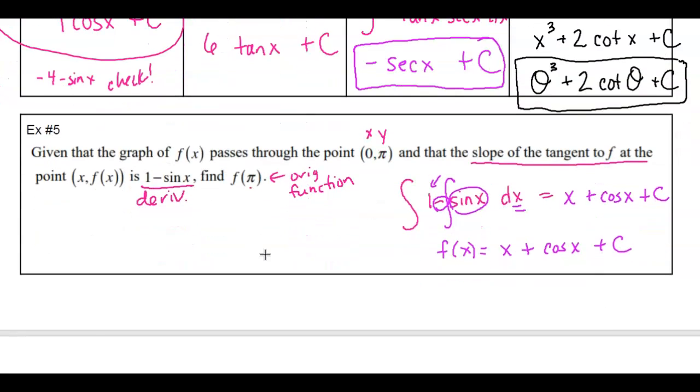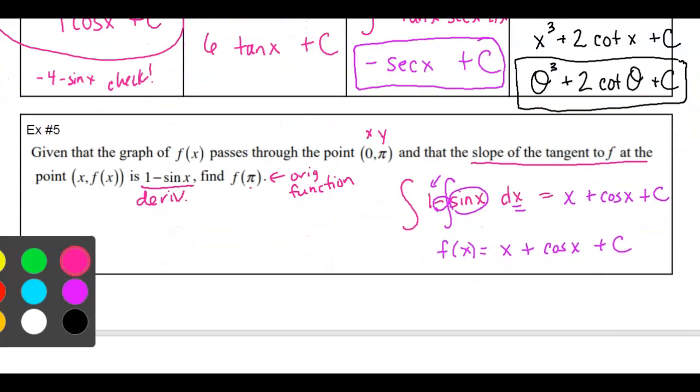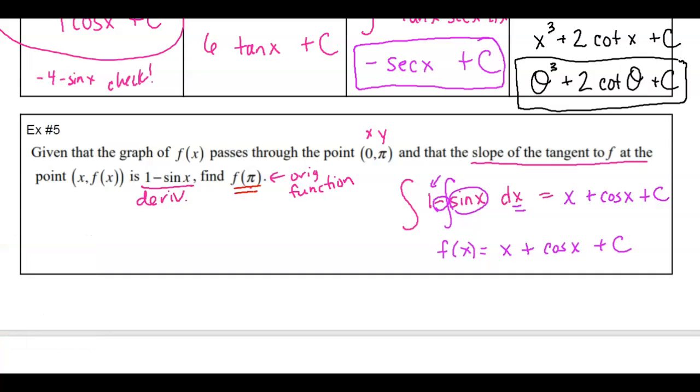Okay. But now I want to find f of pi. So f of pi means everywhere I see an x, I put in a pi. So pi plus the cosine of pi plus c. Well, I'm not quite ready to do this yet because I don't know what c is. So what we do know is that this point is on there. So we know 0, pi. So that's an x and a y value.